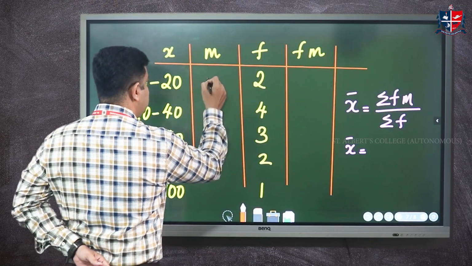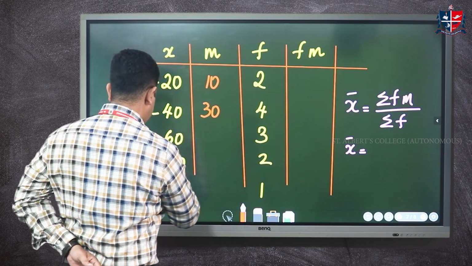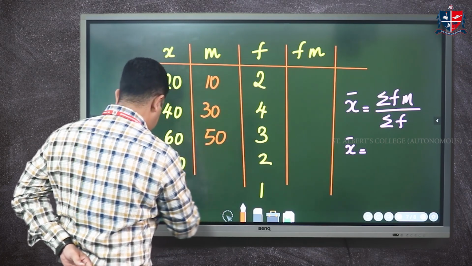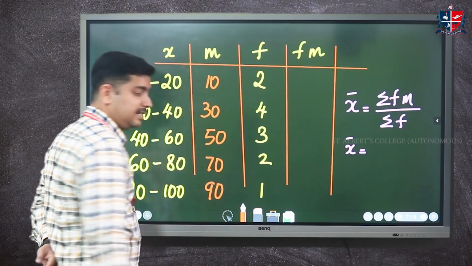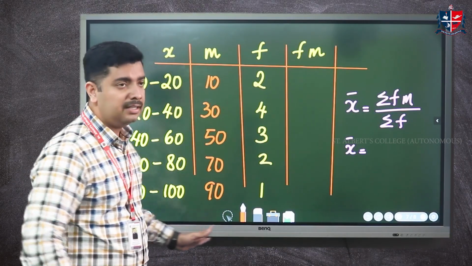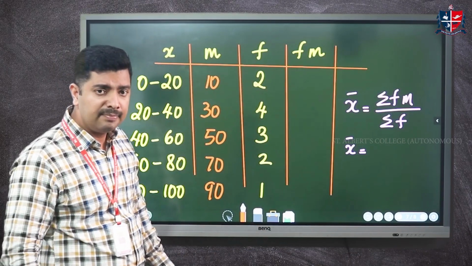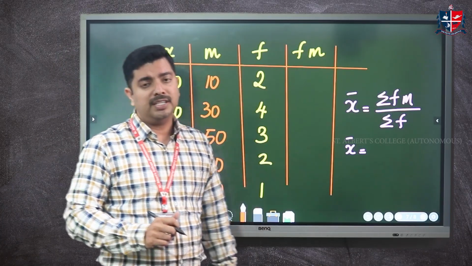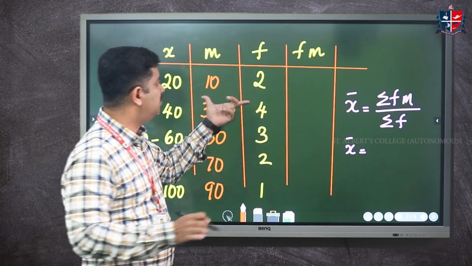So for 10 to 20, the midpoint is 10, 30, 50, 70, 90. So these are the midpoints. And how do you calculate FM? It is as simple as that. In the previous video, you might have seen how to calculate the FX. Just like that, you just multiply.